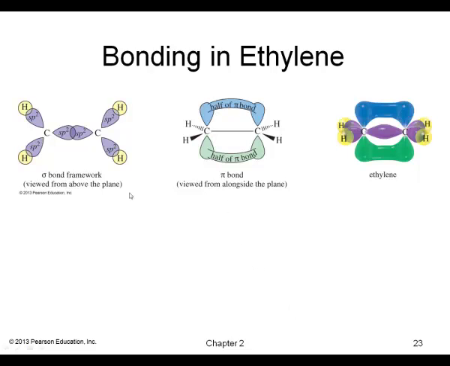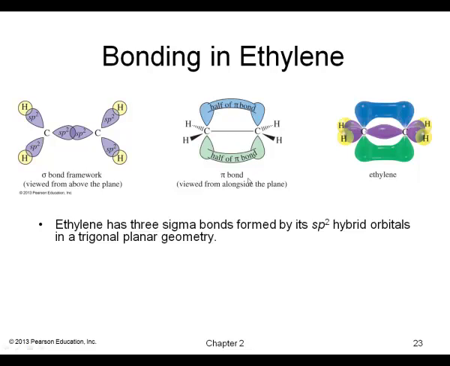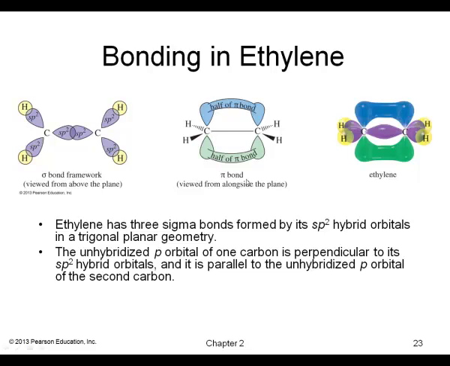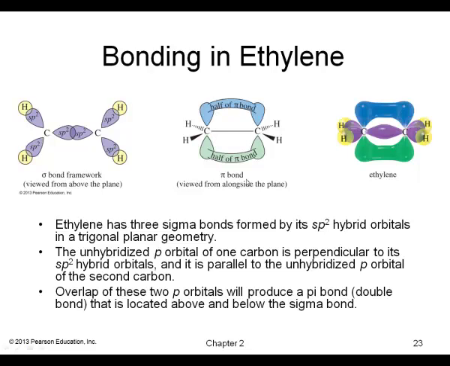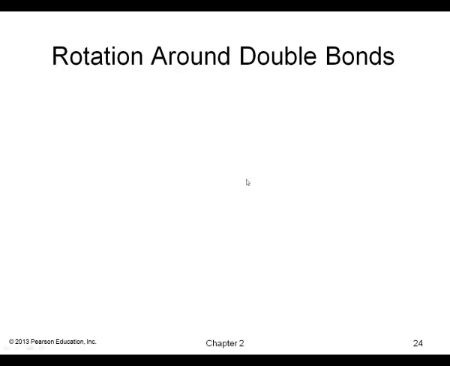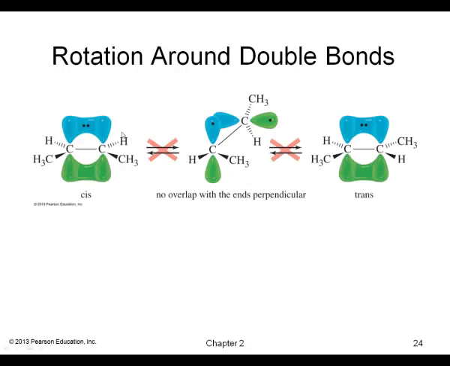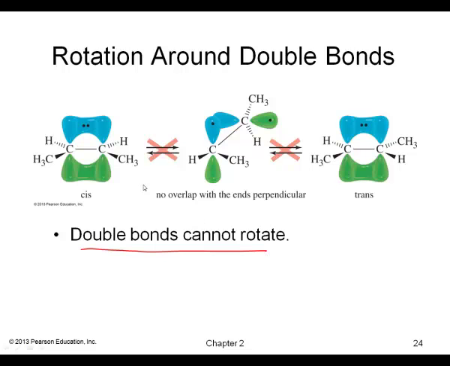So here's the bonding pattern for a double bond. And again, you cannot get rotation around a double bond, because if you do, you would break the p orbitals. So again, double bonds cannot rotate.